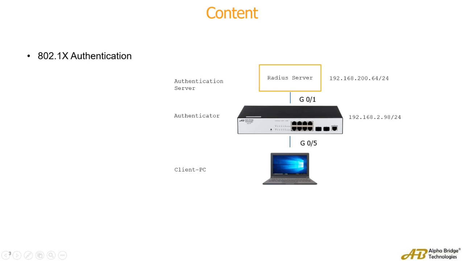802.1x authentication involves three components: the supplicant, which is the client device such as a PC, the authenticator, which is the switch, and the authentication server, which is the radius server. Here, the client sends the authentication credentials, the switch forwards them to the radius server, and based on the response, access is either denied or granted.